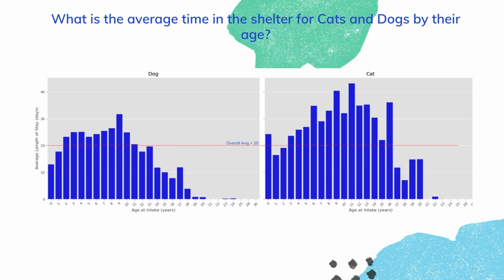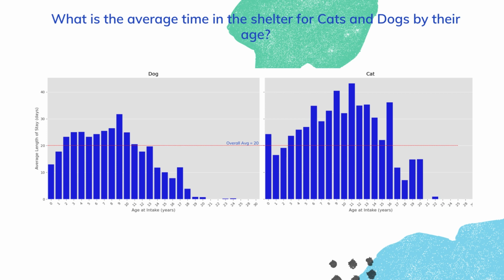So next we asked, what is the average time in a shelter for cats and dogs by their age? Cats generally have higher average stays than dogs across all age groups, as you can see here by the bar chart to the right. For cats, the longest period of stay are between the ages of 3 to 16 years. And their overall mean length of stay was approximately 23 days.